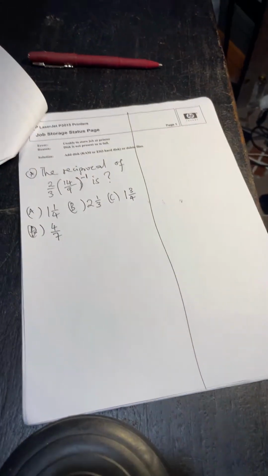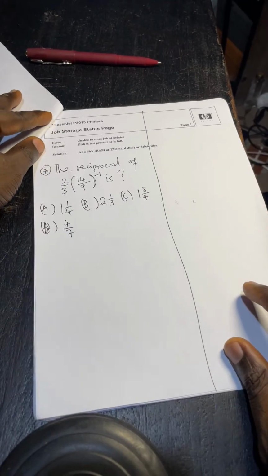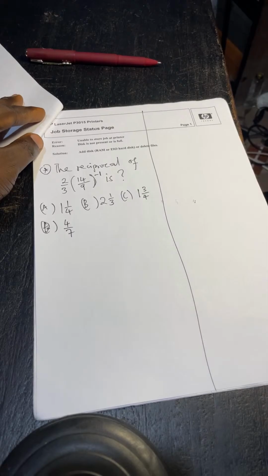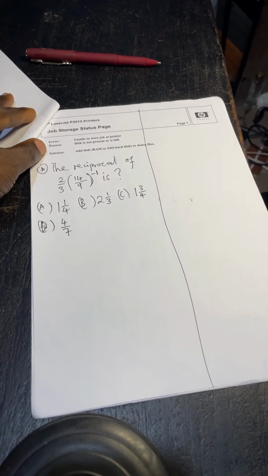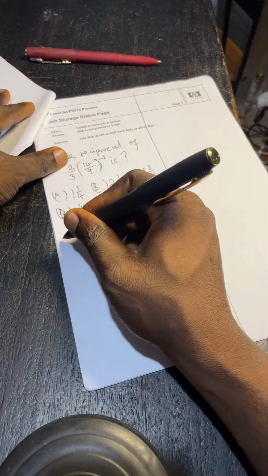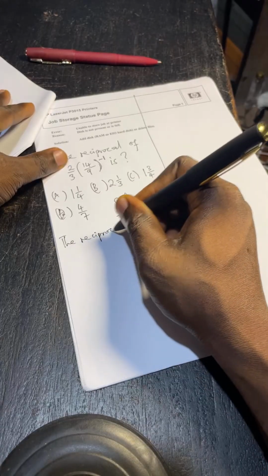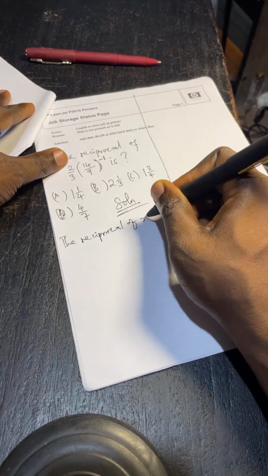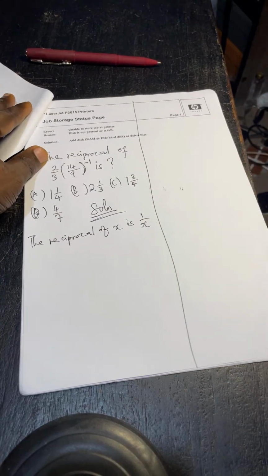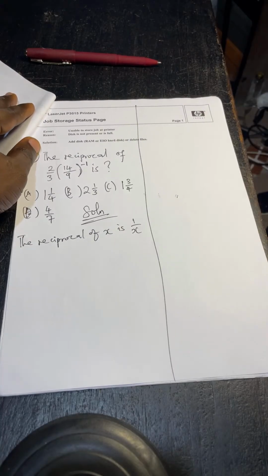So let's solve. One thing is that if you follow through and know what to do when a question is given, then even when they made a mistake in the answer, you should also know. Reciprocal, remember, understand that the reciprocal of x is 1 over x.